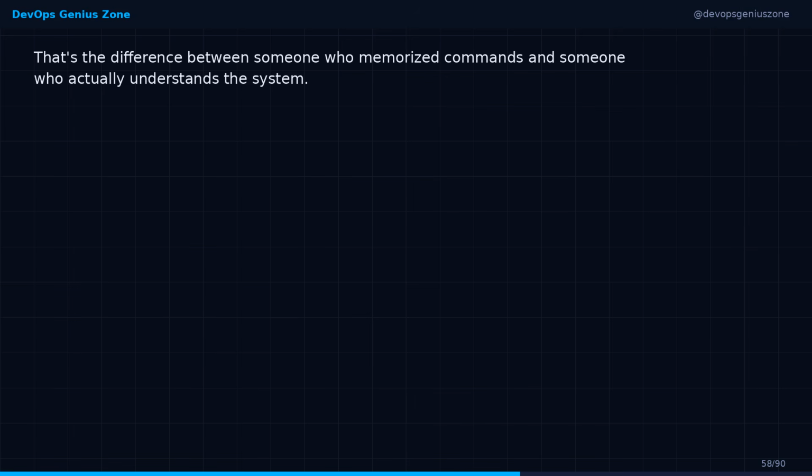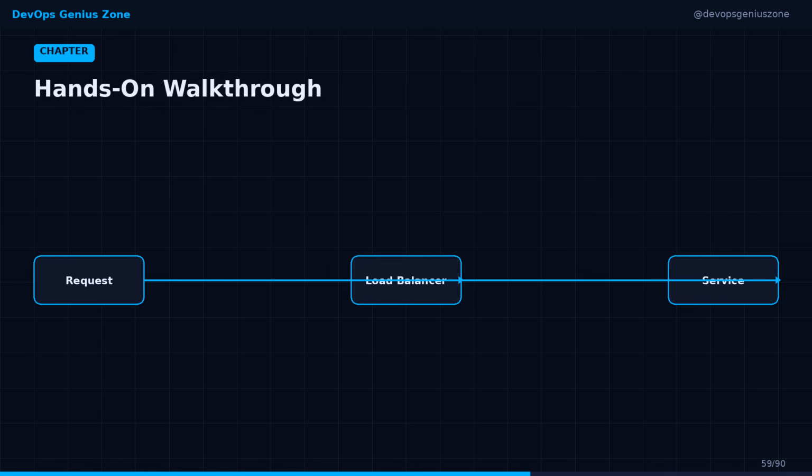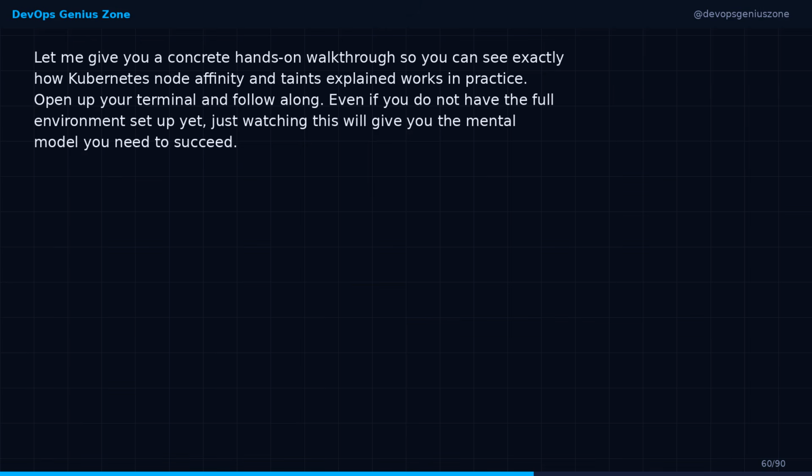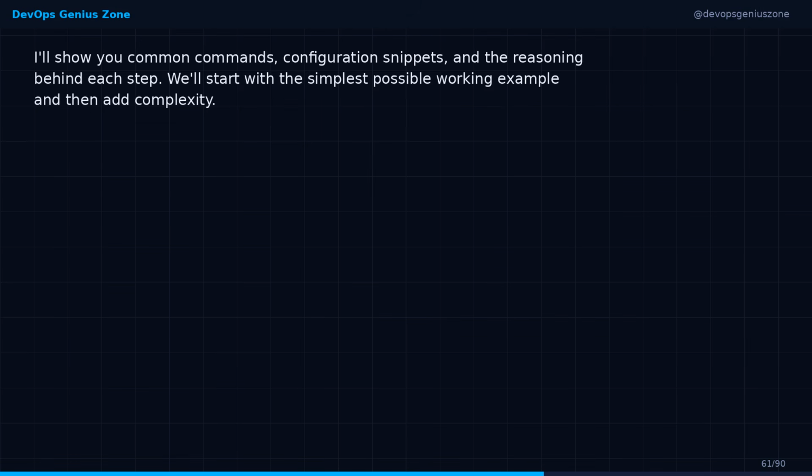Let me give you a concrete hands-on walkthrough so you can see exactly how Kubernetes node affinity and taints explained works in practice. Open up your terminal and follow along. Even if you do not have the full environment set up yet, just watching this will give you the mental model you need to succeed. I'll show you common commands, configuration snippets, and the reasoning behind each step. We'll start with the simplest possible working example and then add complexity.